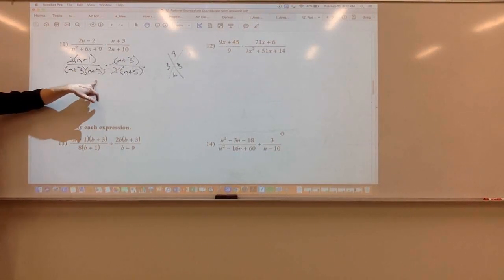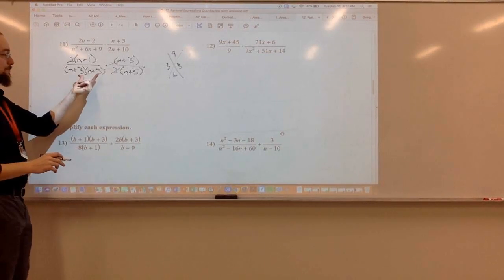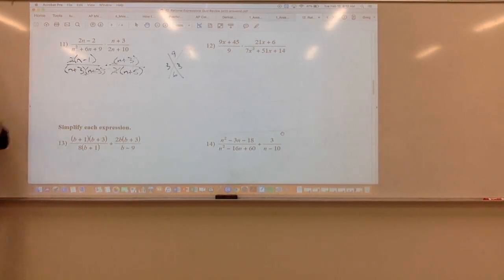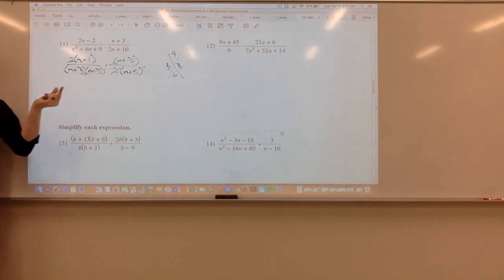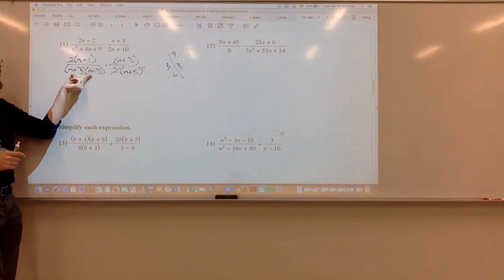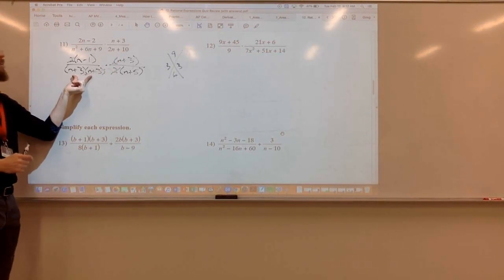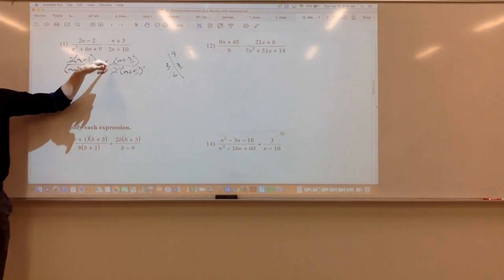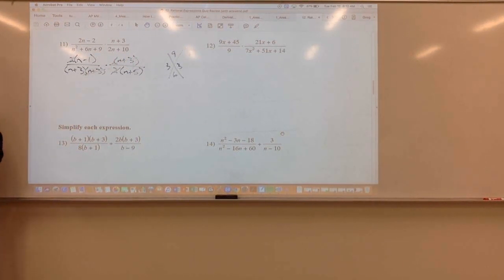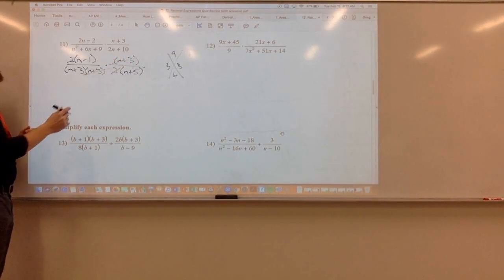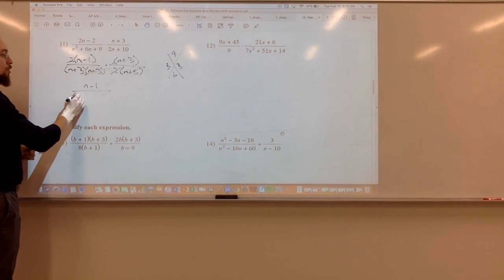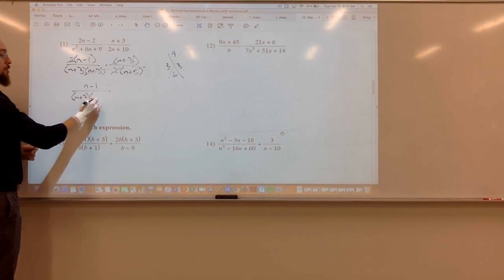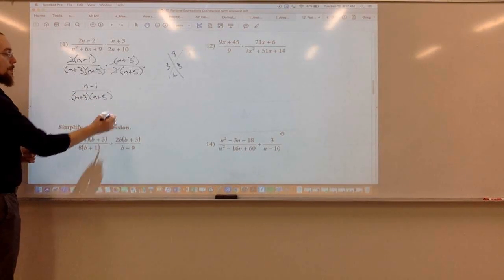Now, another common mistake I've seen people make is to just go ahead and cancel out all these n plus 3's. We cannot do that. We can only cancel out pairs that are exactly the same in the numerator and denominator. Here I had 2 factors of n plus 3 in the denominator and only 1 in the numerator, so I can only cancel out one of the ones in the denominator. The other one will have to stay. So then I'm left with n minus 1 over n plus 3 times n plus 5.